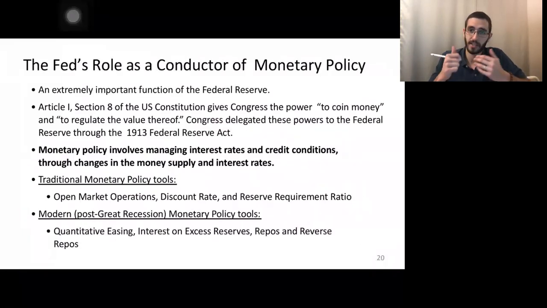This has been a function of the Fed since 1913, since it was established, and the idea that it could regulate the economy through the value of the coin. There are different ways in which the central bank uses its power to do so. We're going to talk about two: traditional monetary policy tools, and modern monetary policy tools, which came after the Great Recession of 2007. We're going to discuss the reasons why all that happened.